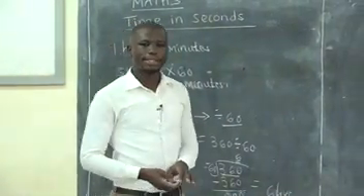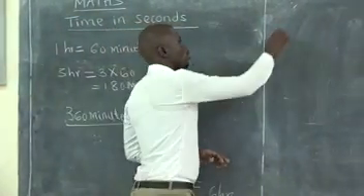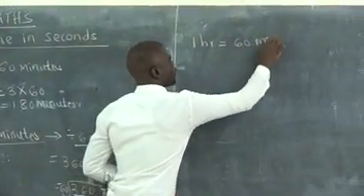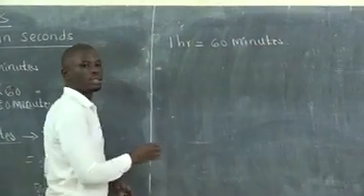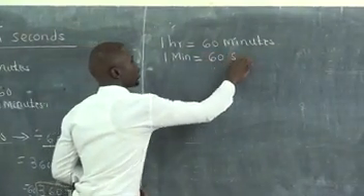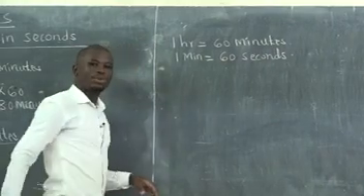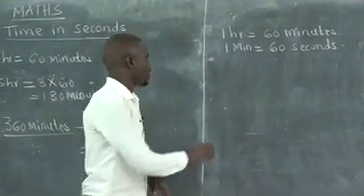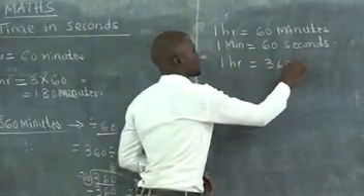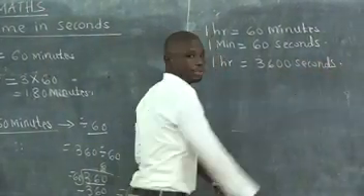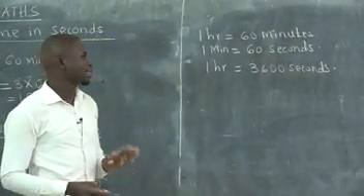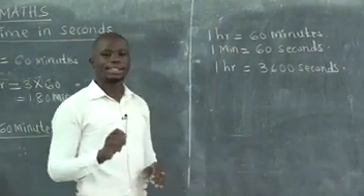Let's go to seconds and see how to convert seconds. 1 hour is equal to 60 minutes. This one, don't forget. 1 minute is equal to 60 seconds. What about 1 hour is equal to how many seconds? 1 hour is equal to 3,600 seconds. Let's read together. 1 hour is equal to 60 minutes. 1 minute is equal to 60 seconds. 1 hour is equal to 3,600 seconds.